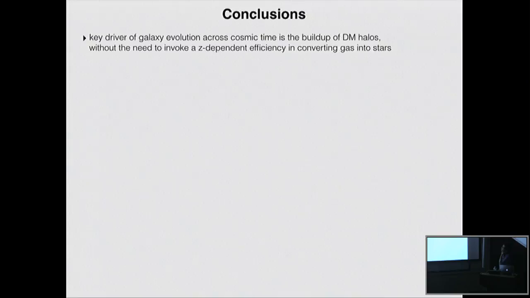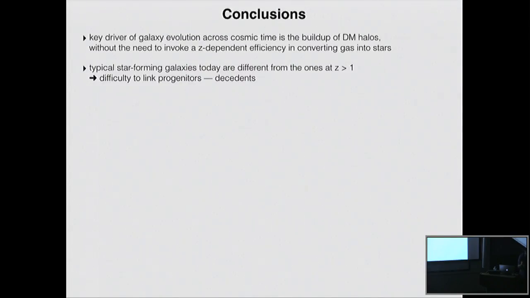Okay, so coming to the conclusions. Concerning the overall picture, the cosmic star formation rate density in the universe, it is quite clear that a simple model where we just have some efficiency that is redshift independent can actually reproduce the overall cosmic star formation rate density, and this is mainly because of the buildup of dark matter that takes place in this lambda CDM universe.